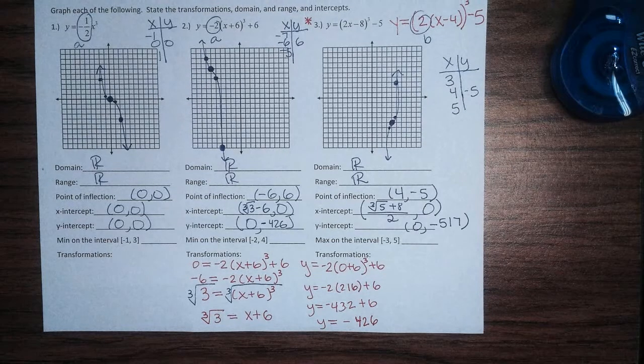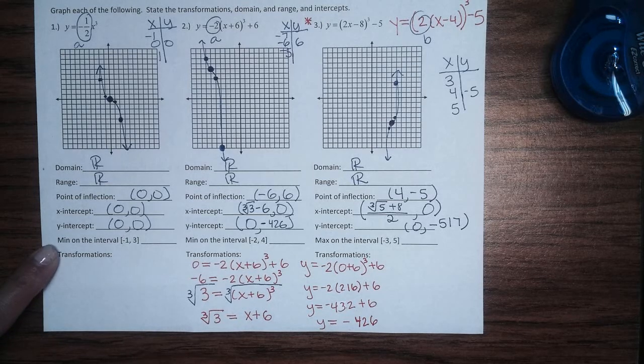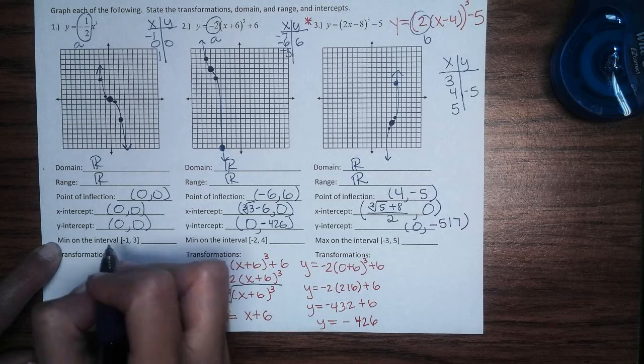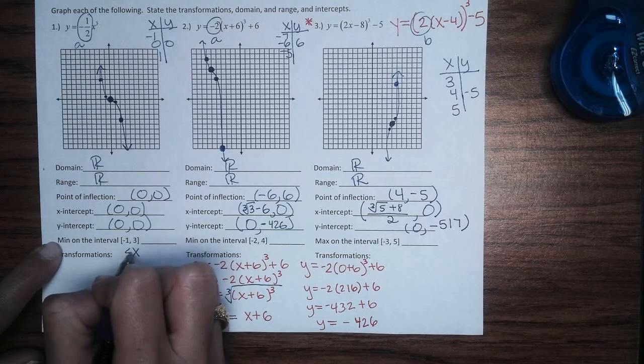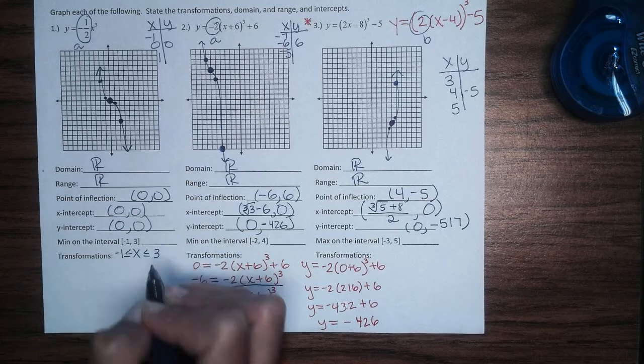Alright, so now I need you to remember how to do max and min values on an interval. Here's how you do those in case you forgot. You're looking for the maximum or the minimum y value. You're always looking for y values based on some x interval. So this is like x is in between negative 1 and 3.